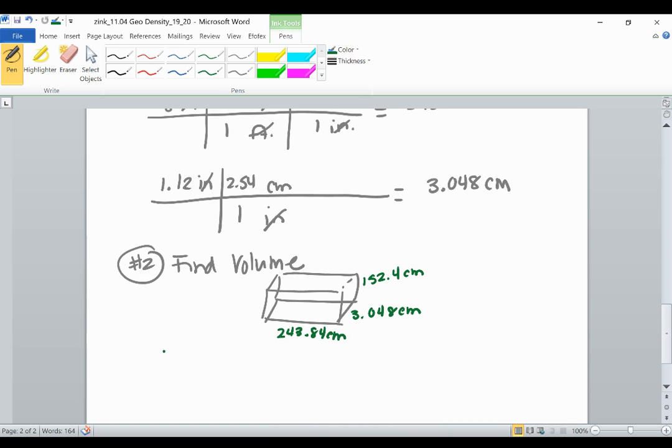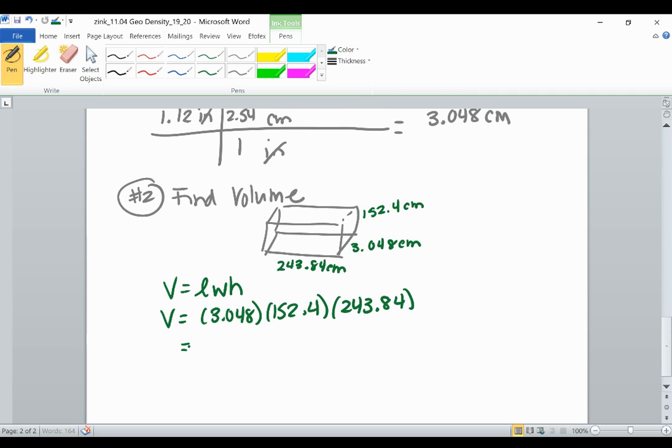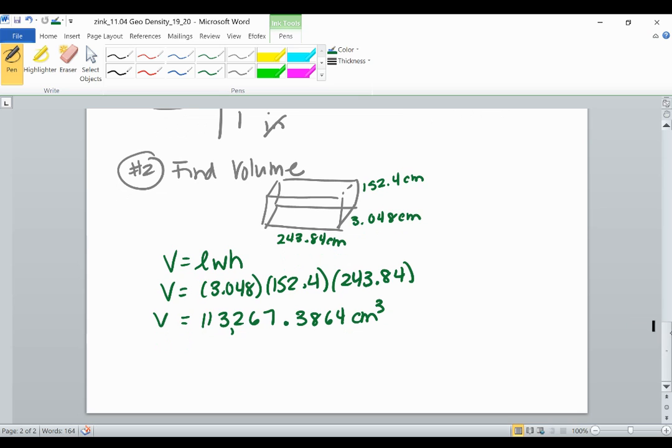So now to find the volume of a rectangular prism, we're going to do length times width times height. So I'm going to take 3.048 times 152.4 times 243.84. And I'm just going to put those right into my calculator and multiply those together. And I get 113,267.3864, and this would be cubic centimeters. So that's the volume. I need to find how many pounds.